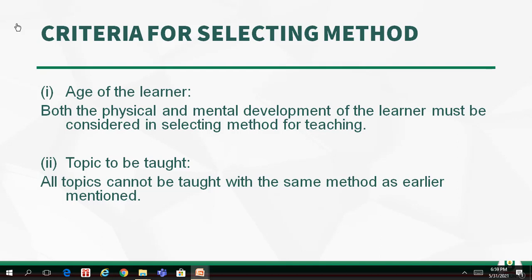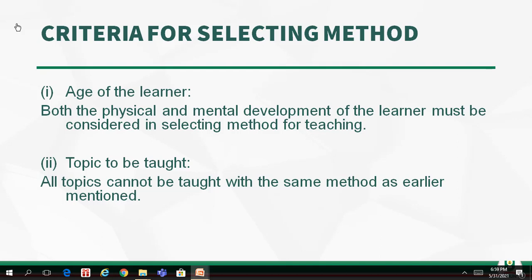Now, before you can select a method, it is very, very important to know the criteria you are supposed to use. We have so many methods, we have said it. Of course, from the type of student we are going to teach, we have eliminated some methods. We have eliminated the lecture method because you cannot use the lecture method in the primary school. You cannot use the lecture method in a junior secondary school. But before you can use any of the methods, you have to think of some things.